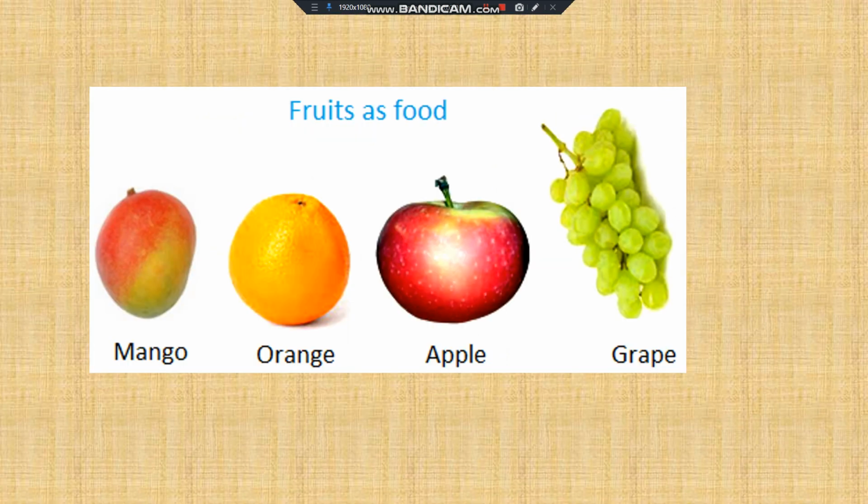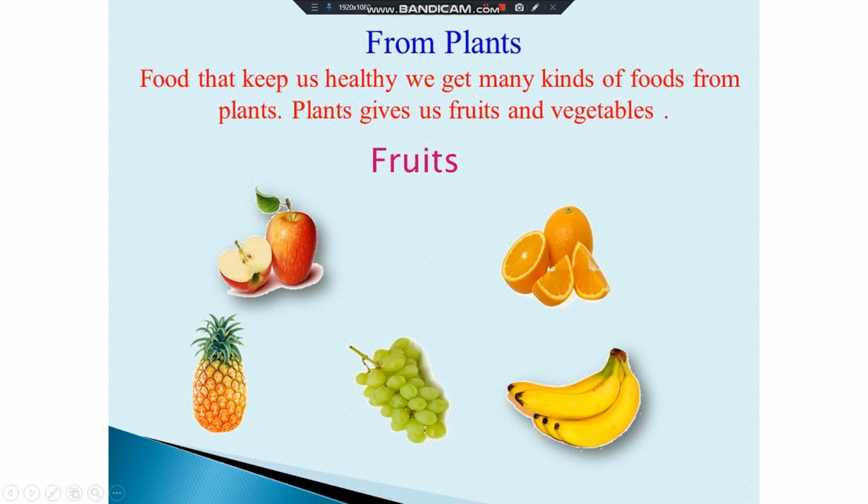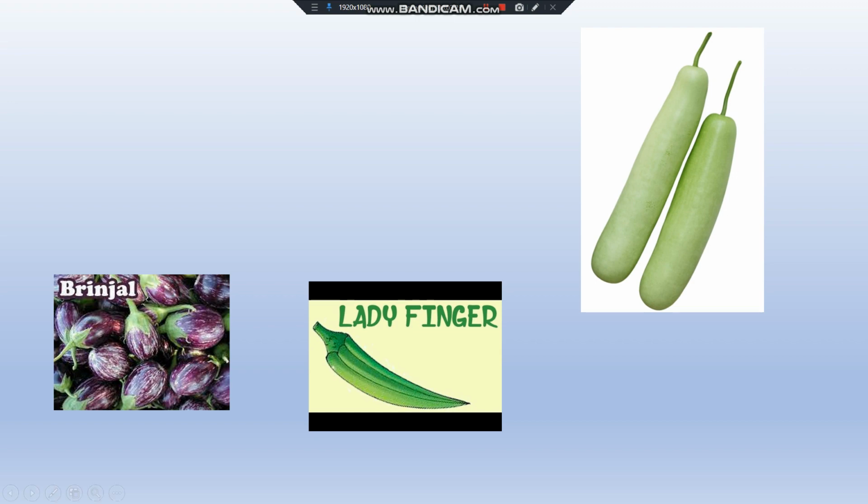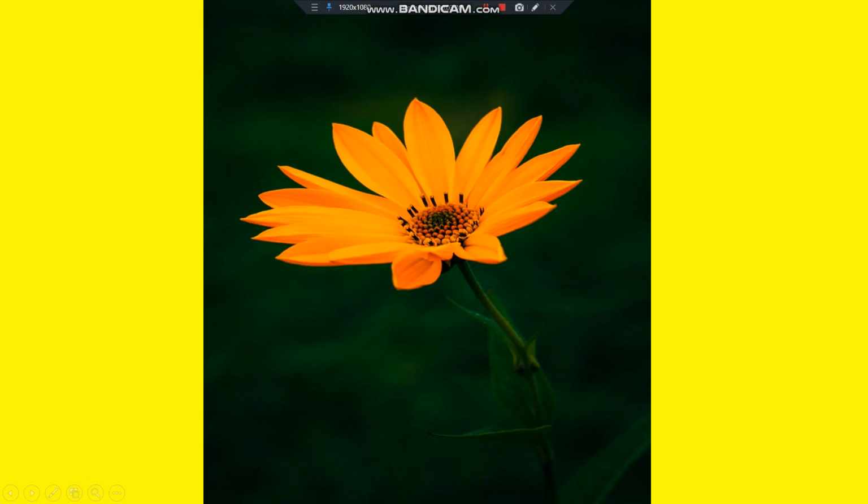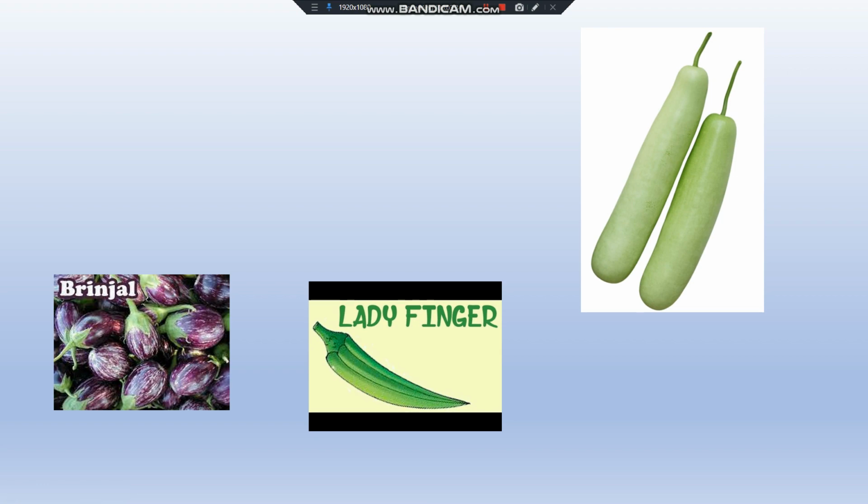Now, and mainly तो we eat the fruit of plants. ठीक है, fruit as food. Mango, orange, apple, grapes, banana, pineapple, these are the fruits that we eat from the plant. And we eat the fruits of some plants as vegetables. You can see brinjal, ladyfinger, gourd. We eat the fruit of some plant as vegetables.